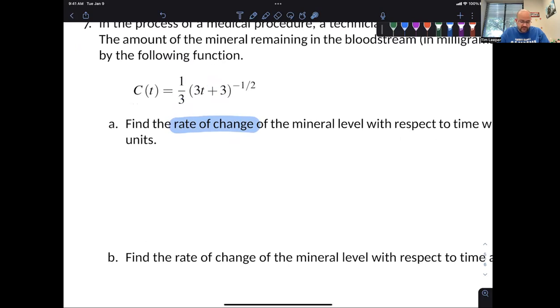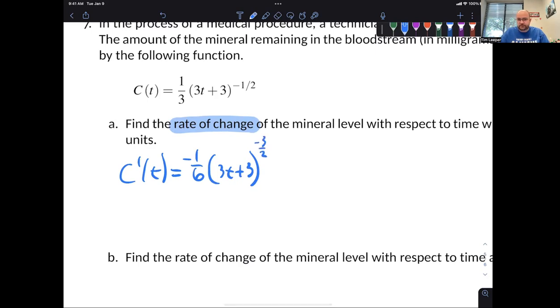Now, that means that I need to go ahead and use the power rule first, then the chain rule. Negative 1/2 times positive 1/3, so C prime of T here. Negative 1/2 times negative 1/3 is negative 1/6. Then parentheses, just rewrite the base, which is 3T plus 3. And subtract 1 from the exponent, so negative 1/2 minus 1. That gives you negative 3/2. Good. So I'll just use the power rule here. Brought that down, multiplied, subtracted 1 from the exponent.